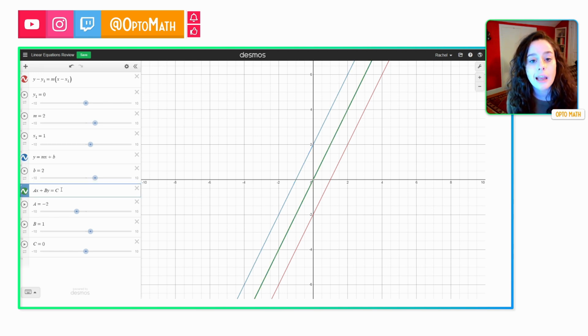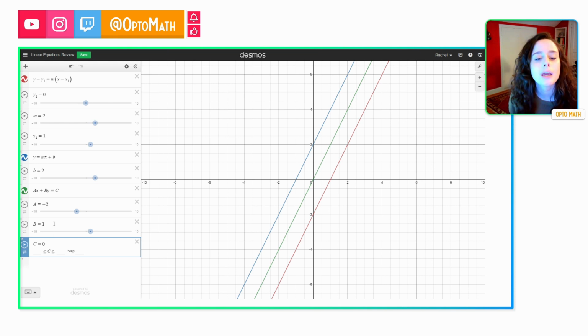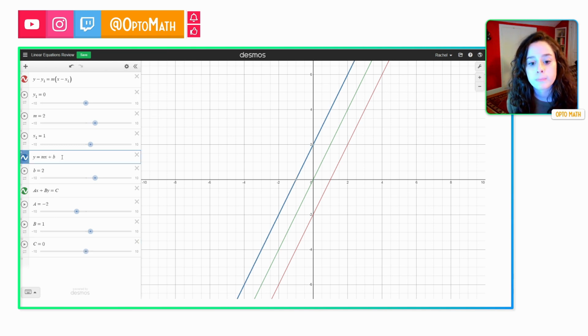Finally, we have our standard form, our green line here in the middle, and our a is -2, which is the coefficient of x, our b is 1, and our c is 0. Remember that our slope for any standard form can be found by solving that equation for y and then looking to see what the coefficient of x is, and that's because it's a conversion to the slope intercept form.